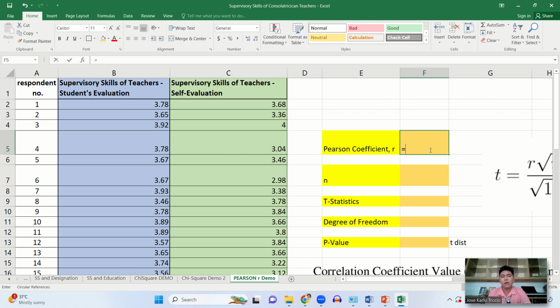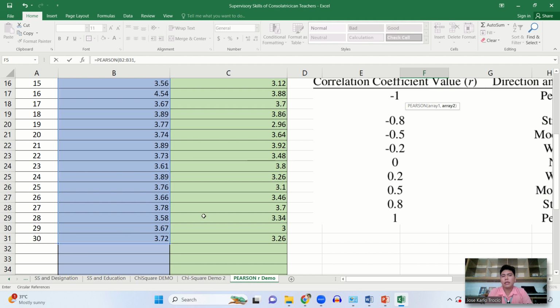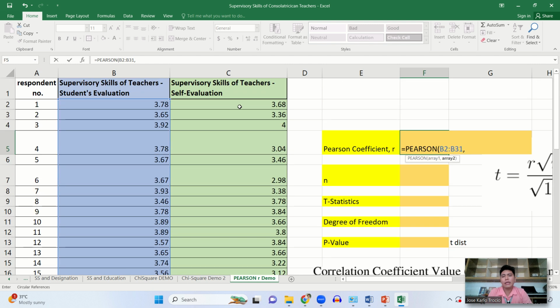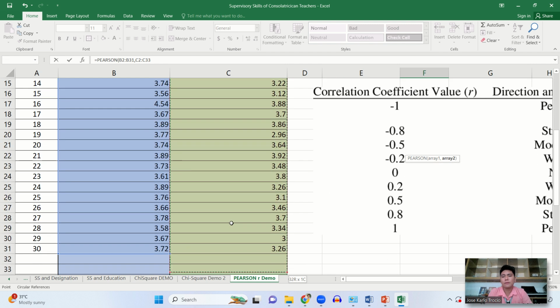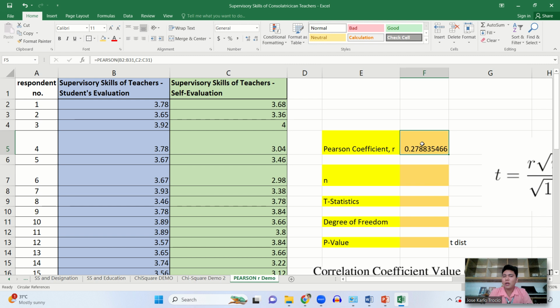Just use the formula equals Pearson. Double click, and open parenthesis. Then highlight the data of the range, or the variable number 1. Highlight everything, click comma, and for the second variable, highlight everything, and click enter. That's it. That is your Pearson R value.